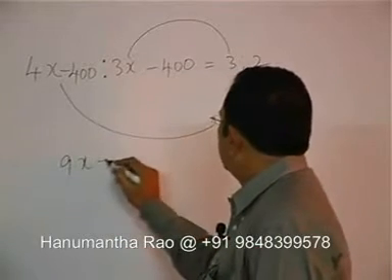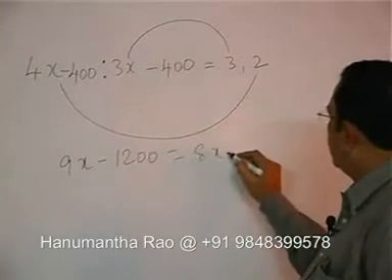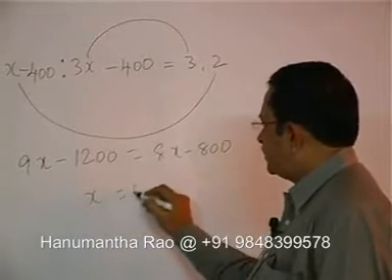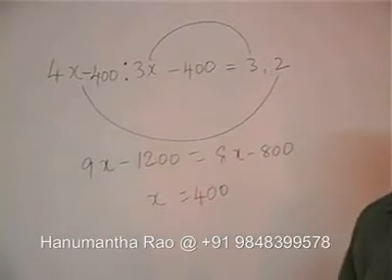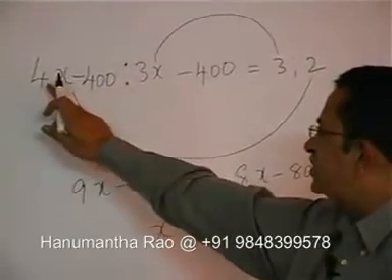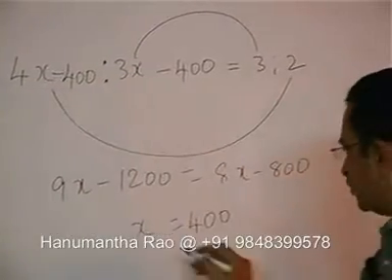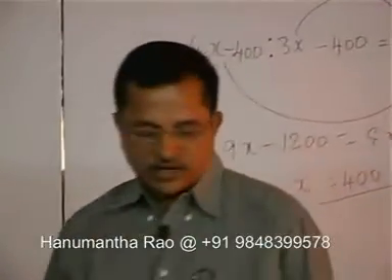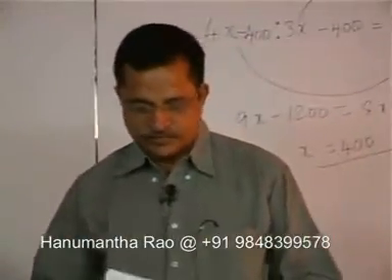9x minus 1200 is equal to 8x minus 800. x is equal to 400, is it not? x is equal to 400. But the question asked is the difference between the incomes of A and B. 4x and 3x, what is the difference? 1x. So the difference is 400 only. The difference of their salaries is 400.